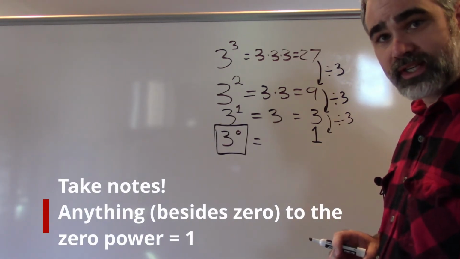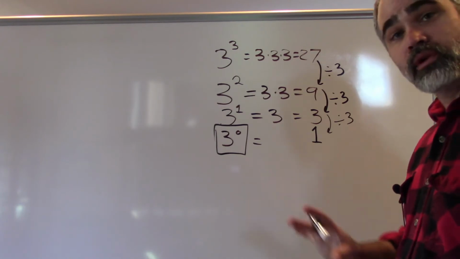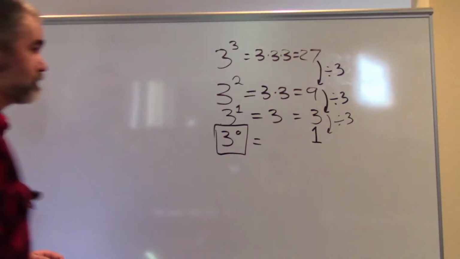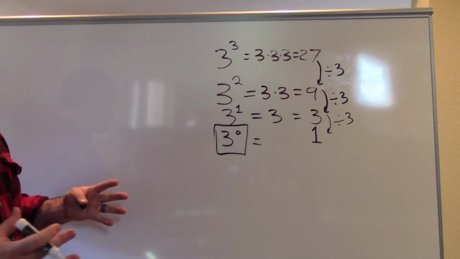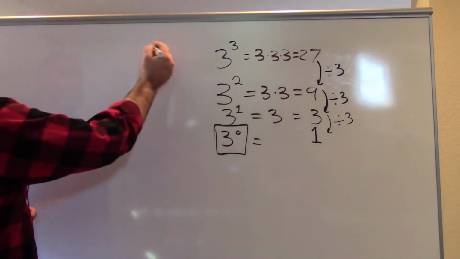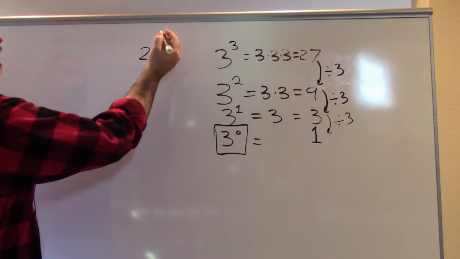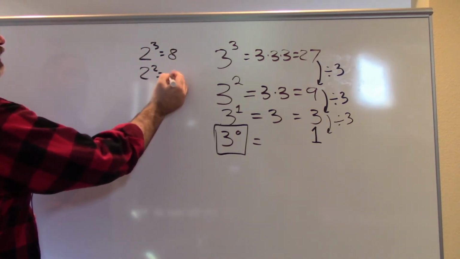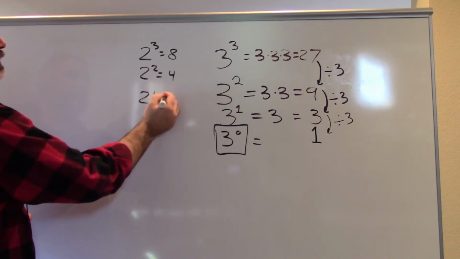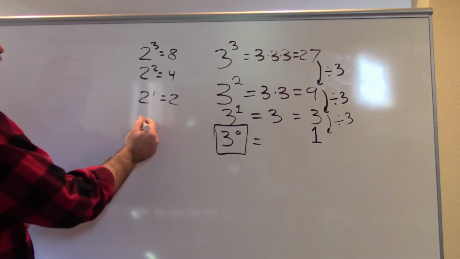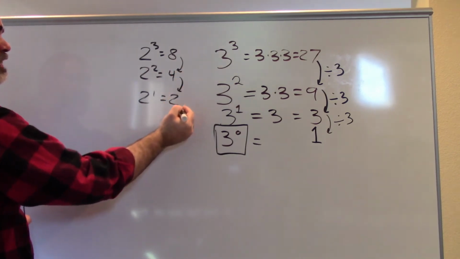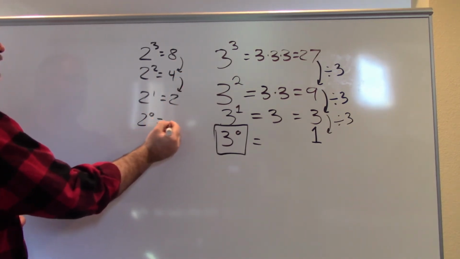Okay, and you can do this exact same thing with any number that you want. We can try it with other numbers if you want to verify. We could try it with 2's. You could do 2 to the 3rd power, that's 8. 2 to the 2nd power is 4. 2 to the 1st power is 2. And we are dividing by 2 each time as we go down here. So if I take 2 and divide it by 2, I get 1.